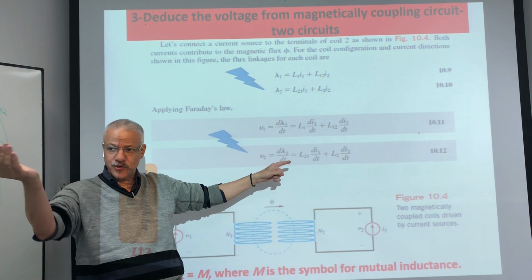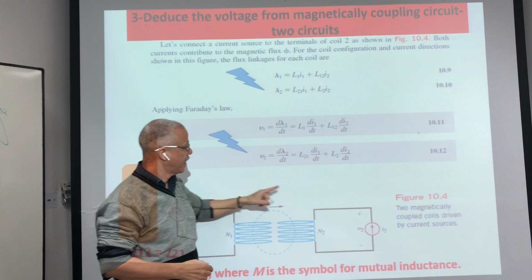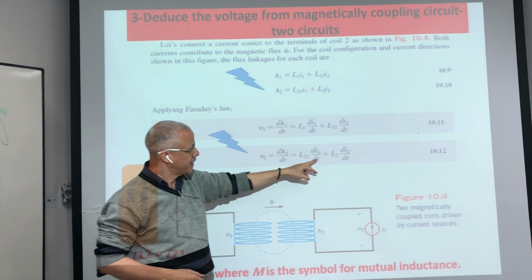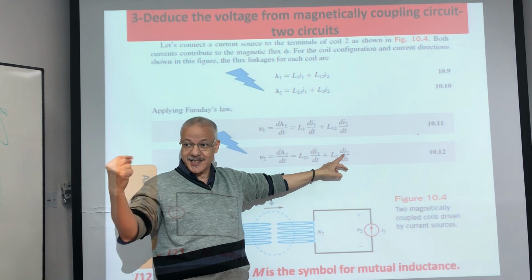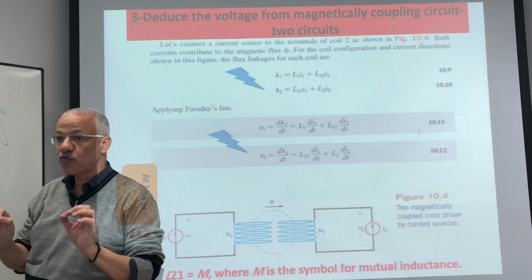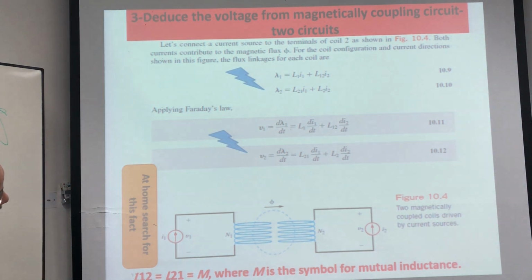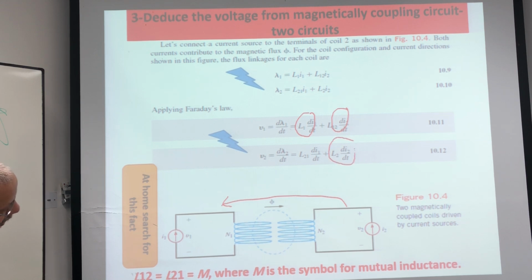What is the mutual voltage? The mutual is L12 di2 by dt. And what is the second voltage here? The second voltage is considered as L2 di2 by dt as a self voltage, plus the mutual one, L21 di1 by dt. This is for the two loops, the two closed circuits. So I have two parts. This is the self part, and this is the mutual part, which comes from this circuit. And here, when I calculate the voltage, it is L2 di2 by dt, the self, and the mutual comes from the other circuit.